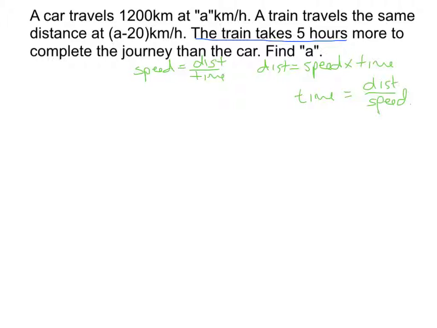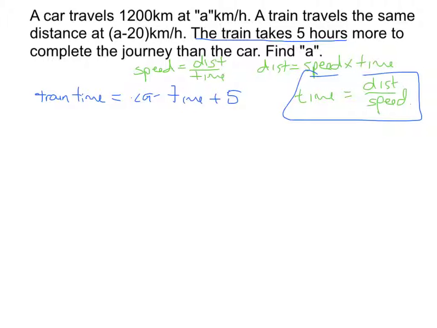So we're told that the train time equals the car time plus 5 hours. So that's going to use this equation here. We can work out the train time is equal to the train's distance, which is 1200 kilometres, divided by the train's speed, which is a minus 20, and that's equal to the car's time, which again is 1200 kilometres, divided by a plus 5.